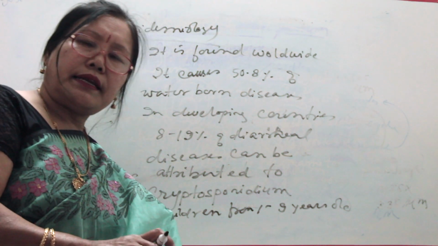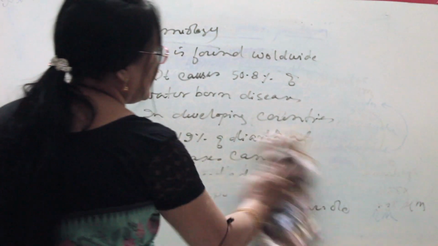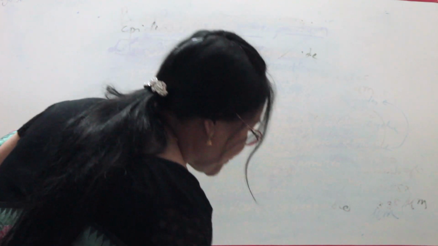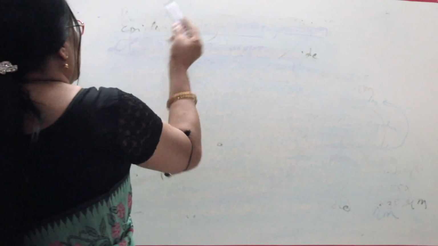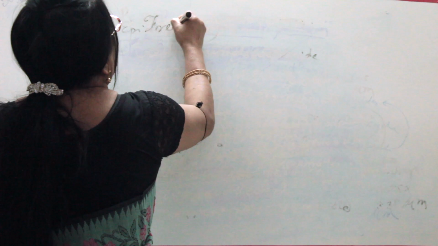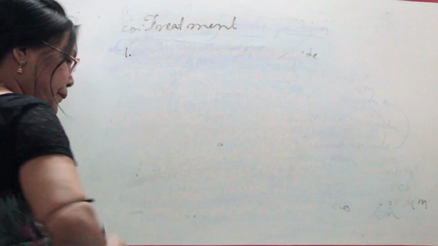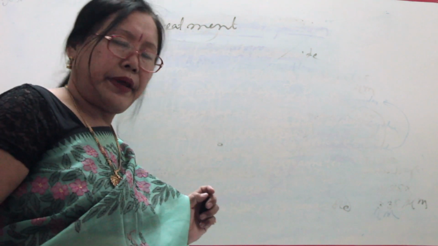Then the next is the treatment. What about the treatment of this disease? In the treatment there will be 3 different groups. Number 1, the symptomatic treatment.